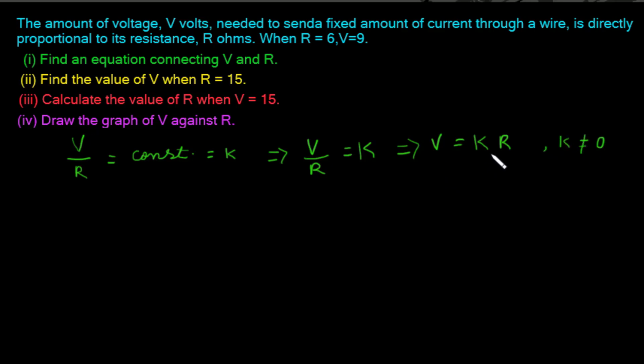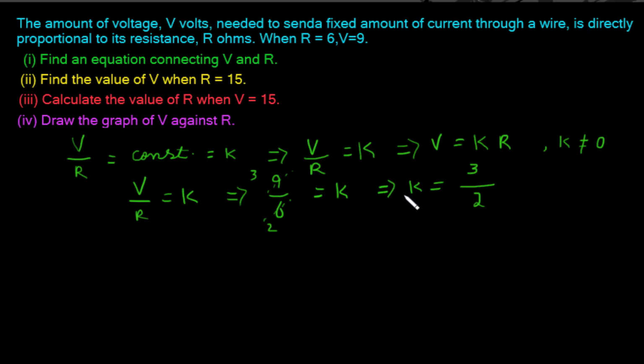Now to find the value of K, I can use the given information, that is R is equal to 6 and V is equal to 9. I will substitute these values into this equation. So V by R, substituting V as 9 and R as 6. I will use 3 to make it the least. So K will be equal to, 3 3s are 9, 3 2s are 6. So K is equal to 3 by 2.